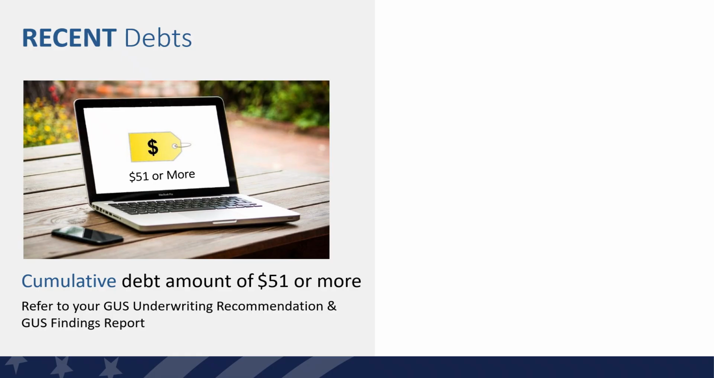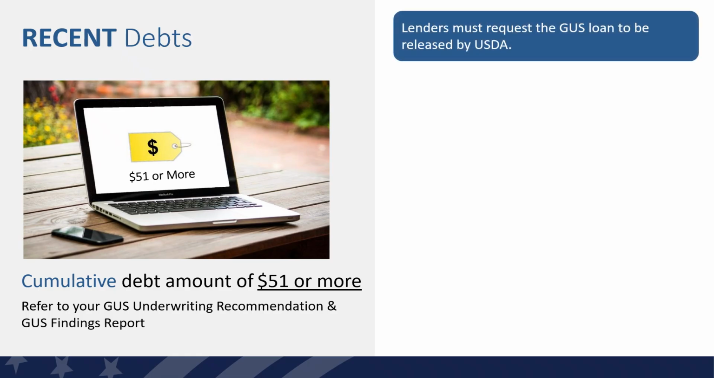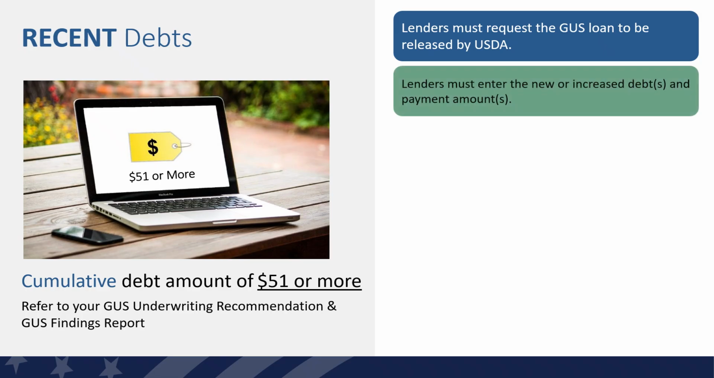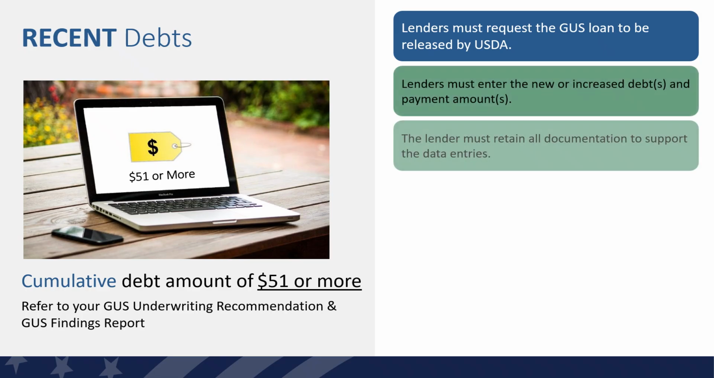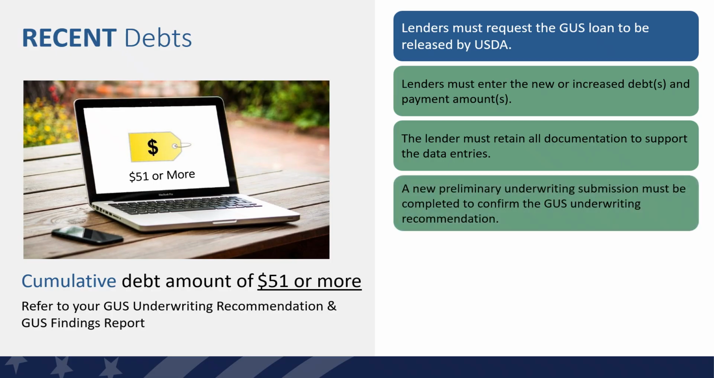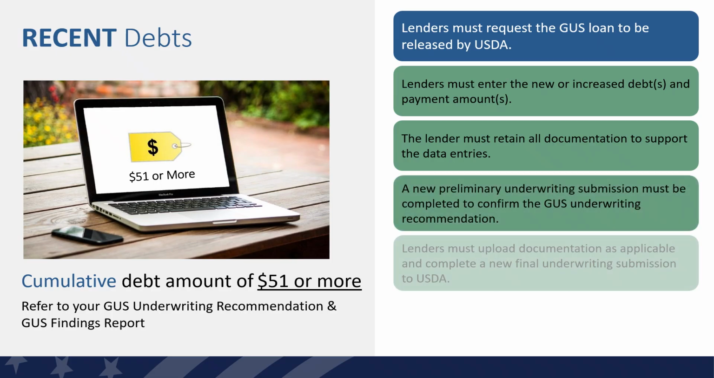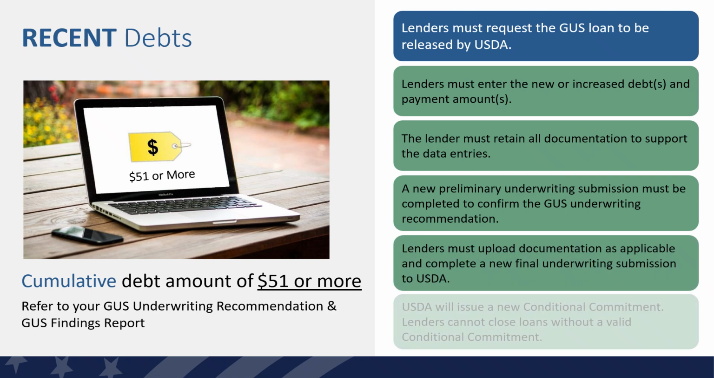Now, if after reviewing the debt changes, the cumulative amount is $51 or more, lenders must request the GUS loan to be released back to them by USDA. The lender must enter the new debt or increased payment amount and retain all documentation to support their data entries. A new preliminary underwriting submission must be completed to confirm the GUS underwriting recommendation. Lenders must upload all supporting documentation and complete a new final underwriting submission. USDA will then issue a new conditional commitment. As a reminder, lenders cannot close loans without a valid conditional commitment.